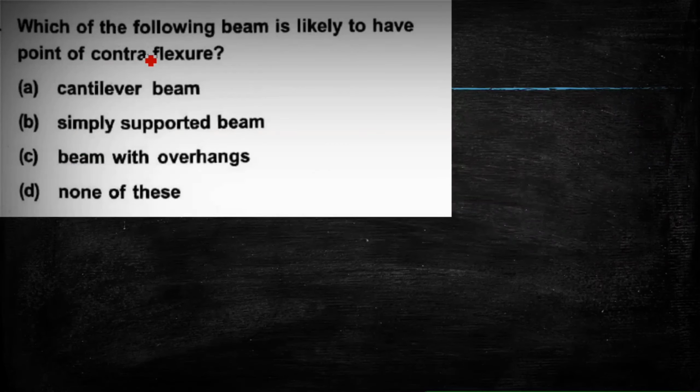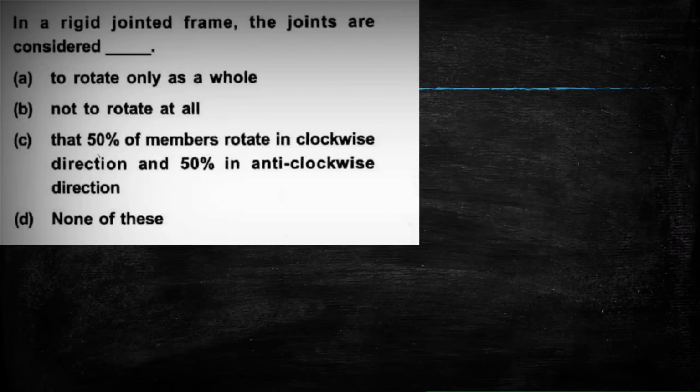Next question: which of the following beams is likely to have a point of contraflexion? A cantilever beam, B simply supported beam, C beam with overhang, D none of the above. The correct answer is option C, that is beam with overhang. Next question: in a rigid jointed frame, the joints are considered to, option A, rotate as a whole, not to rotate at all, 50% of the members rotate in clockwise direction and 50% in anti-clockwise direction, or none of these. So option A is the correct option, that is to rotate as a whole.